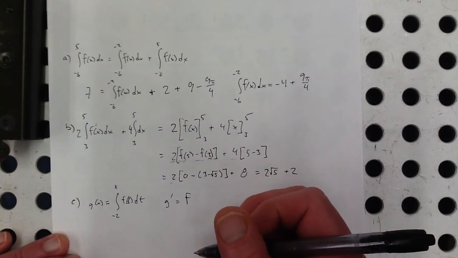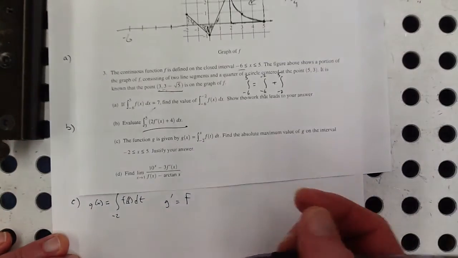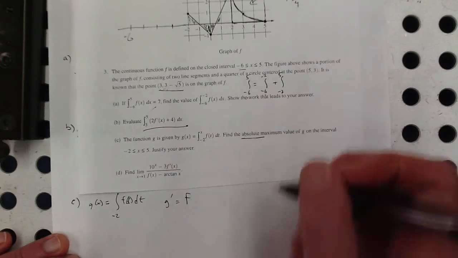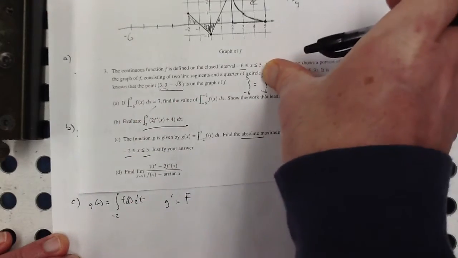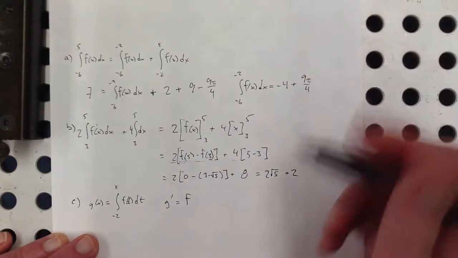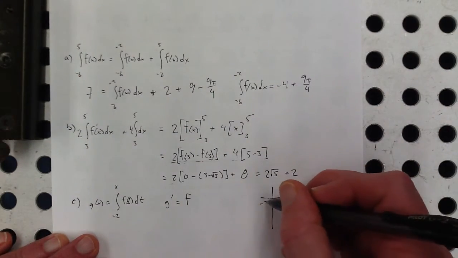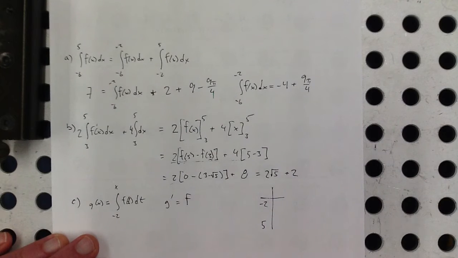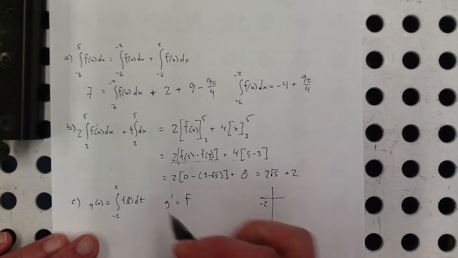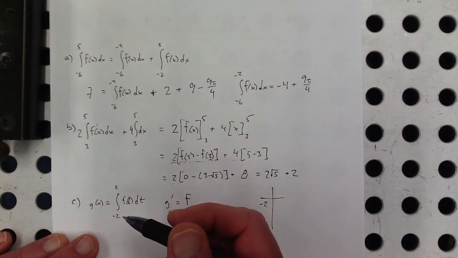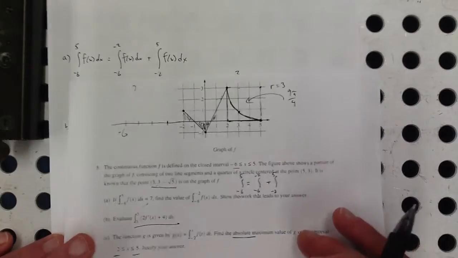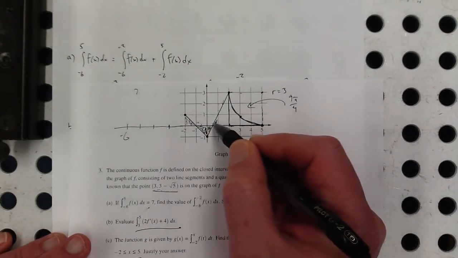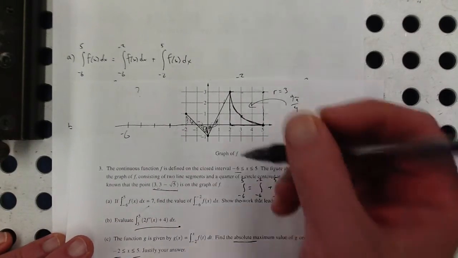All right, what do we want to do here? Find the absolute minimum value, absolute maximum, check endpoints, of g on the interval from negative 2 to 5. So where is g prime equal to 0? And then check the endpoints. So negative 2, 5, and anywhere else in between where g prime is 0. Well, g prime is the same as f. So where is that equal to 0? That's equal to 0 at negative 1 and at 1/2.